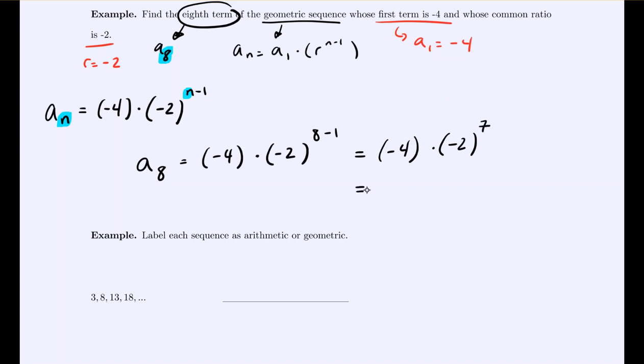As we type this in our calculator, plugging this into the formula, we would get 512 as our answer for the 8th term in the sequence. Remember, the reason our exponent is now 7 is because the formula takes the term that you want to be at and subtracts 1 as the exponent to the common ratio that then gets applied to the first term.